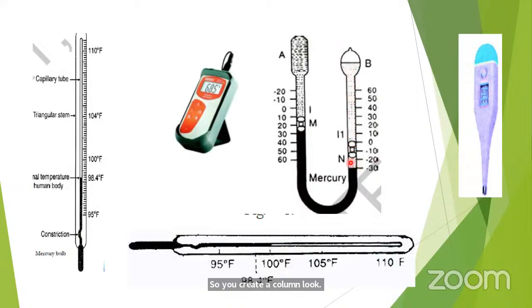Here we are using alcohol. Here some empty space is given. In this empty space, vapors of alcohol are occupied, and in this bulb alcohol is completely filled in a U-shaped tube.